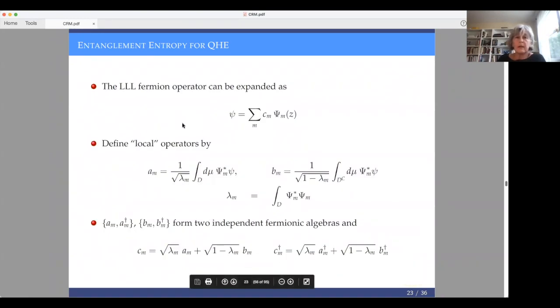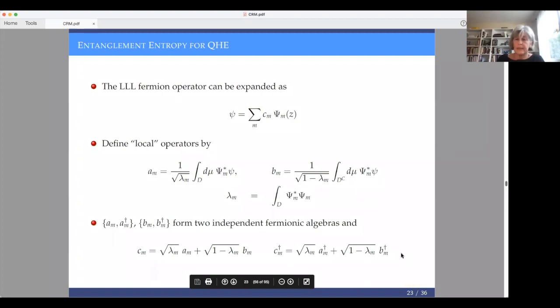Okay, now the lowest Landau level fermion operator can be expanded like that, where these psi's are the single particle wave functions. Now we can define the following operators. We can define the operator AM, where we integrate the psi with the psi star, and similarly BM. And this lambda that enters in these expressions is essentially psi star psi integrated over the region D that we are interested in. And it is kind of straightforward to show that these sets of operators form two independent fermionic algebras. And the original fermion operator C can be expanded in terms of A and B in this way.